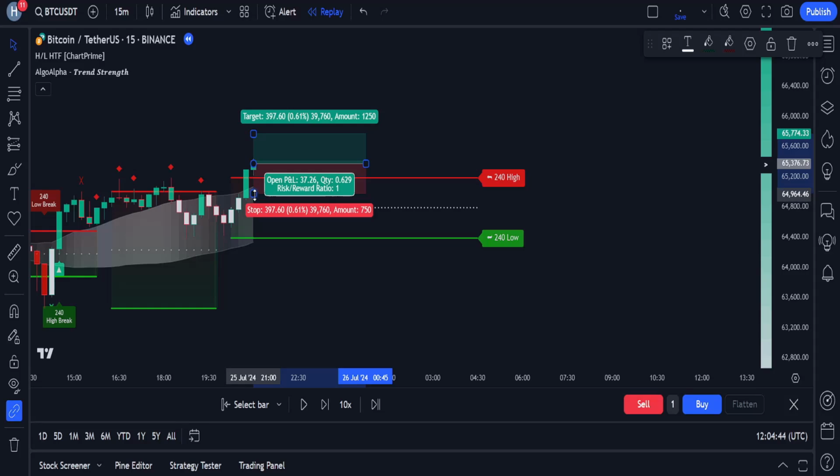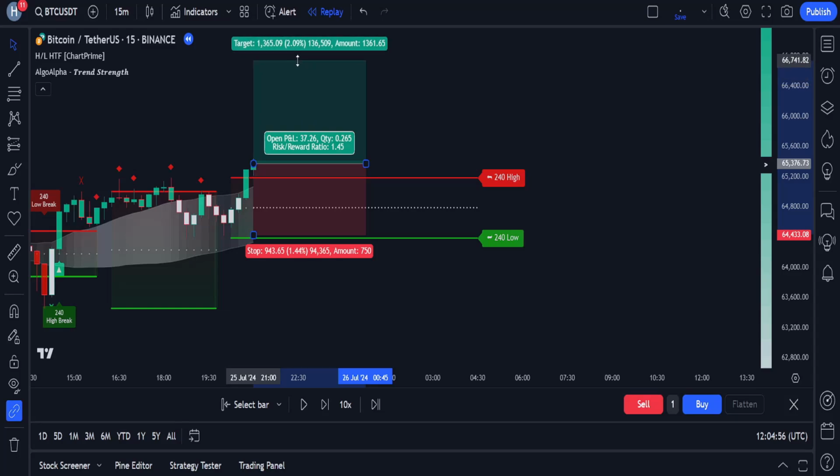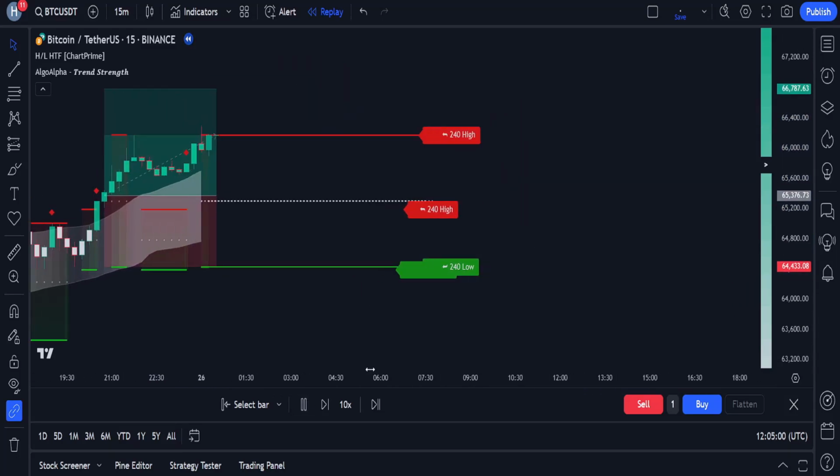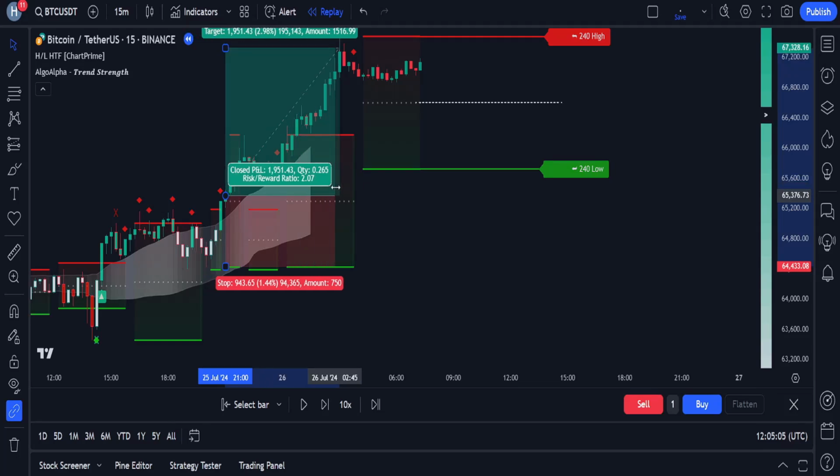Regarding stop loss, you could put it at the center line, which is this white dotted horizontal line, or you could also put it right under the most recent swing low. It's totally up to you. You can target a risk to reward ratio of 1.5. I hope you have understood the rules for entering a buy trade using this strategy.